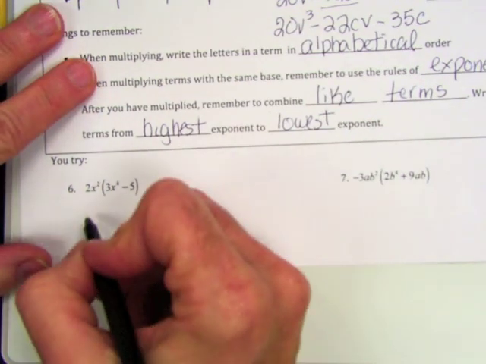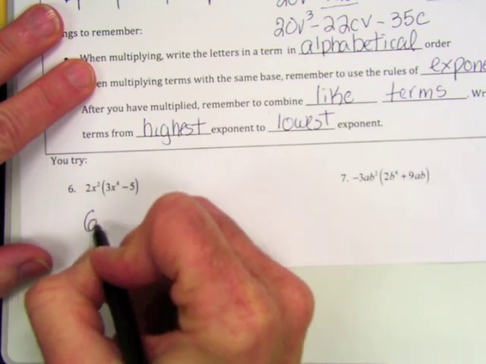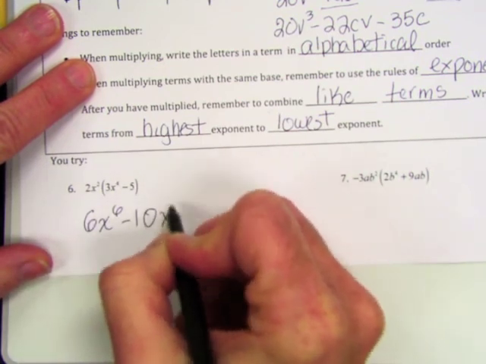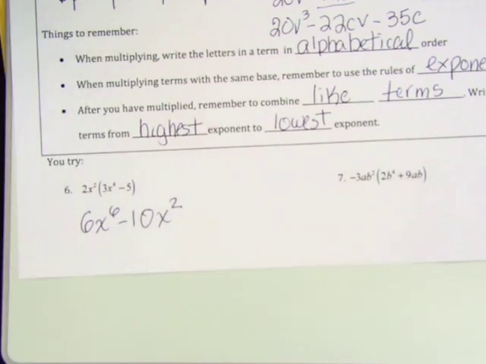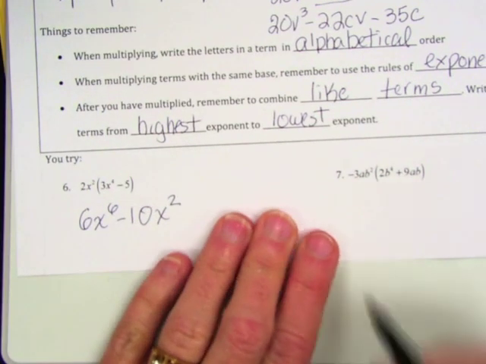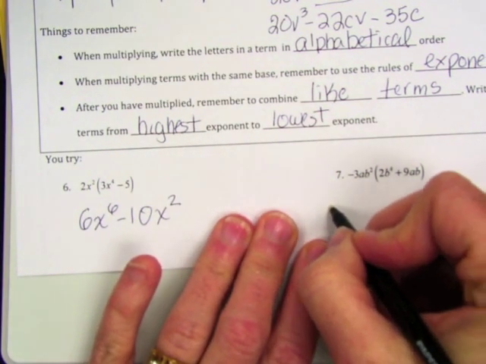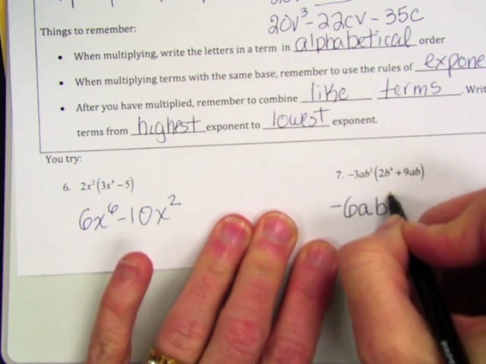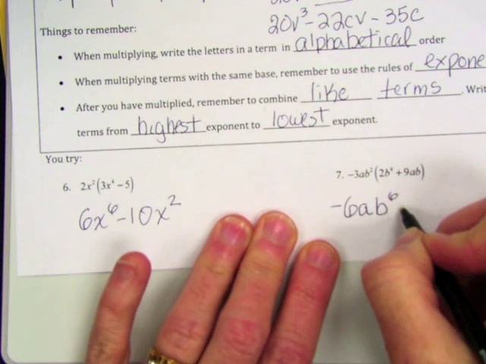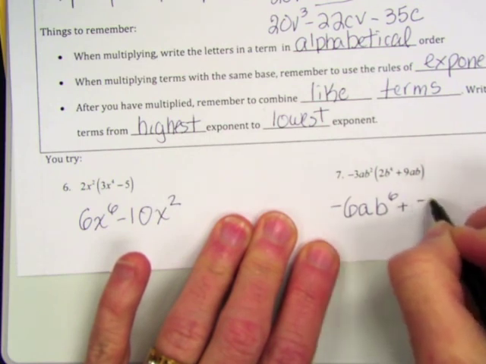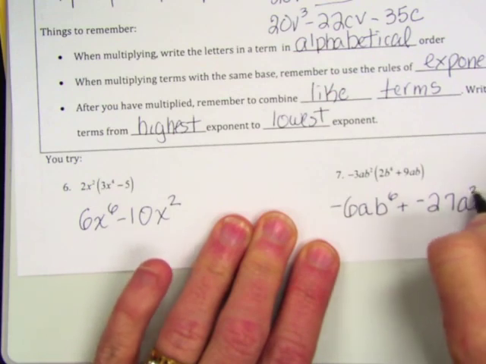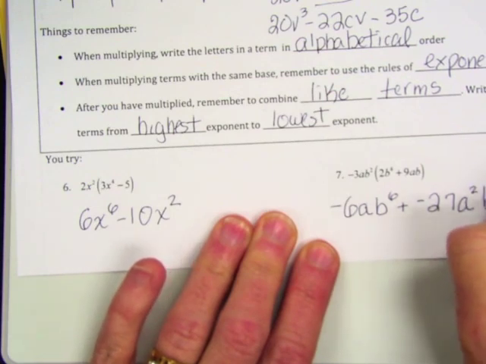The answer to number 6 is 6x to the 6th minus 10x squared. The answer to number 7 is negative 6ab to the 6th plus negative 27a squared b cubed.